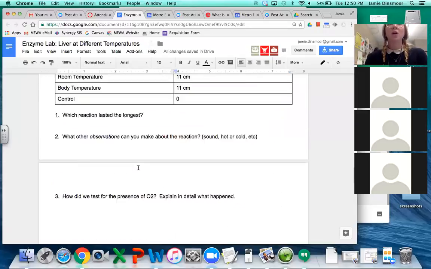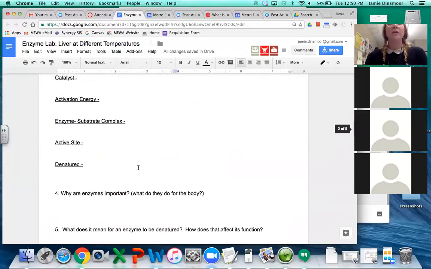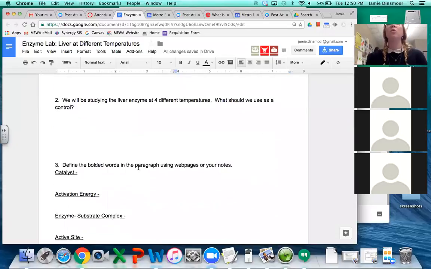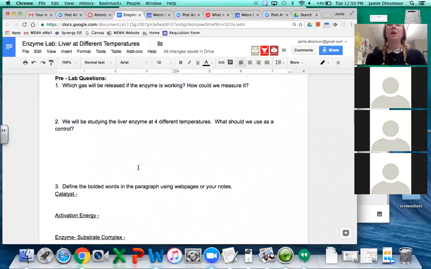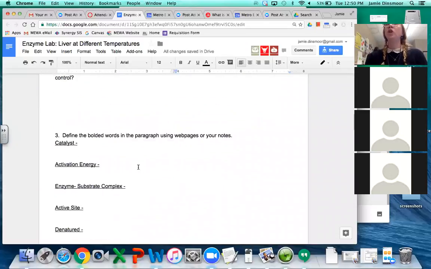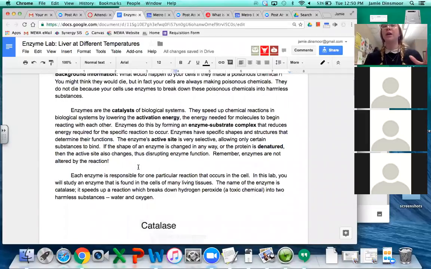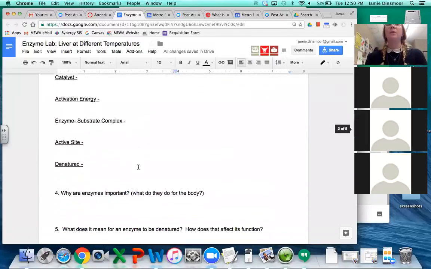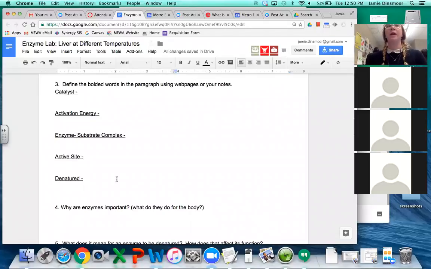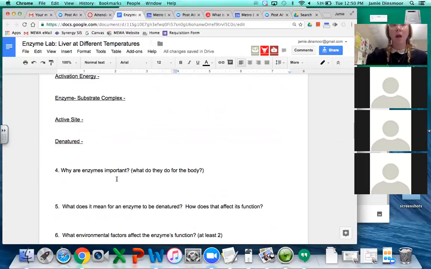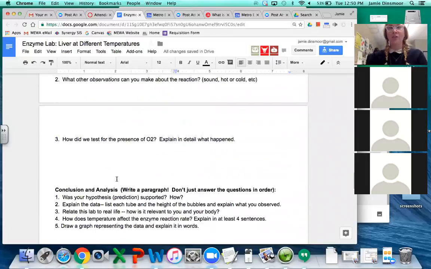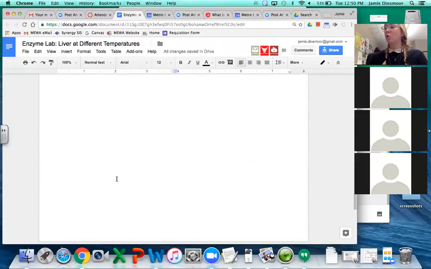Other than that, this lab is done. This was a pretty quick one. If you didn't do the pre-lab questions, go back and try to do them. Just practicing reading about science and answering questions about it, and making sure you know these vocab words about enzymes, right? Activation energy, active site, enzyme substrate complex, catalyst, denatured. Denatured being the most important one. And then other than that, if you have a question, let me know.